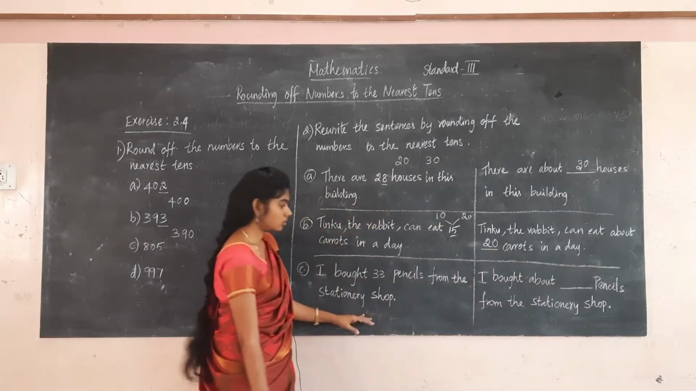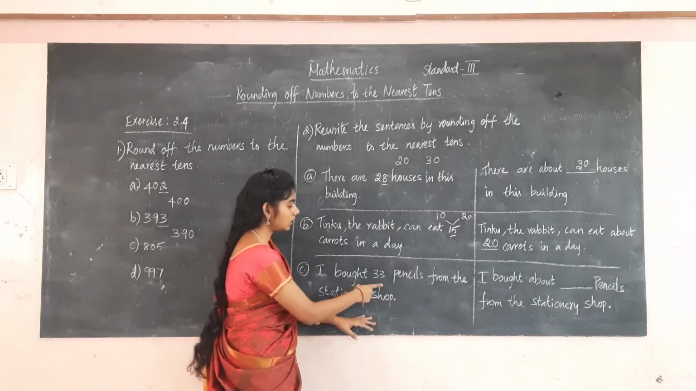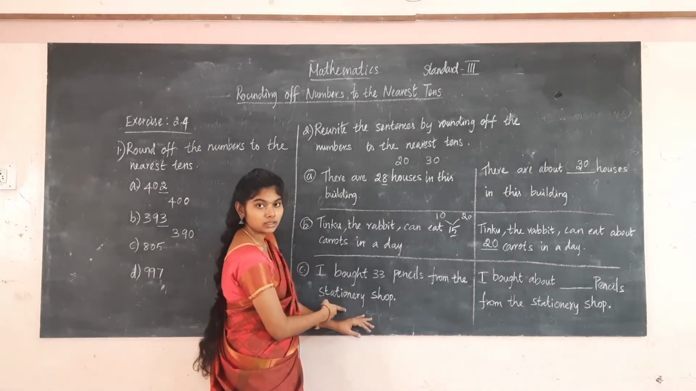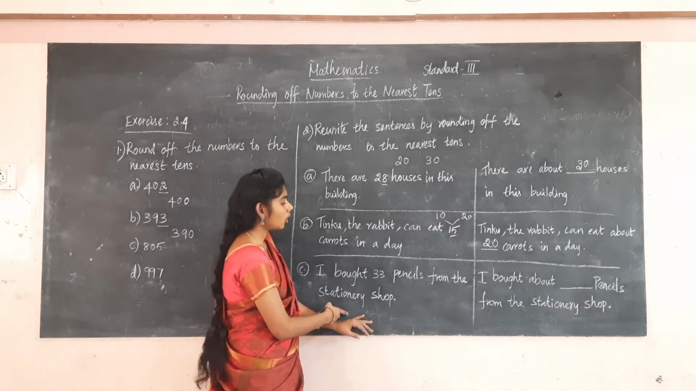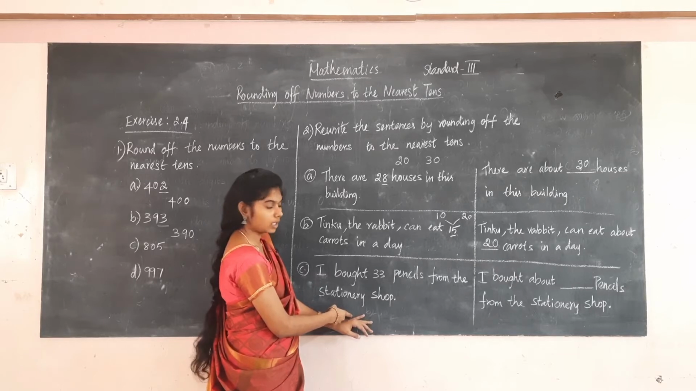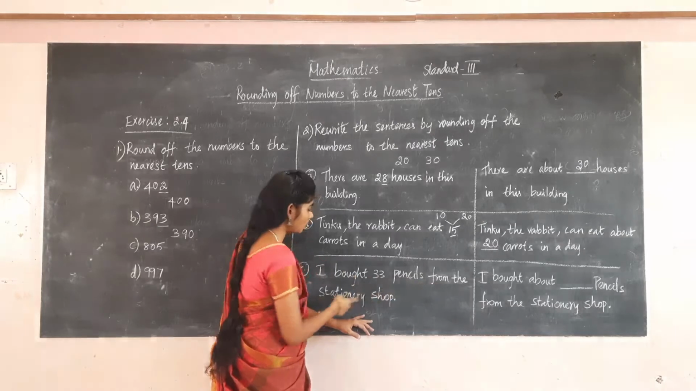Then you can do this one as an assignment. It is also very easy. I bought 33 pencils from the stationery shop. You know what is meant by a stationery shop? At a stationery shop, what will you get? You will get papers, pencils, pens, erasers. That is what is meant by a stationery shop. So I bought 33 pencils from the stationery shop.